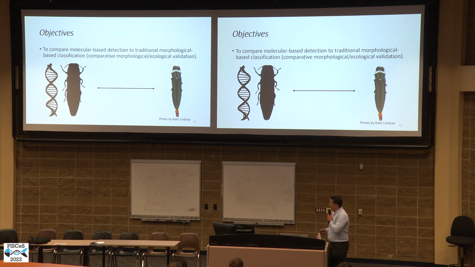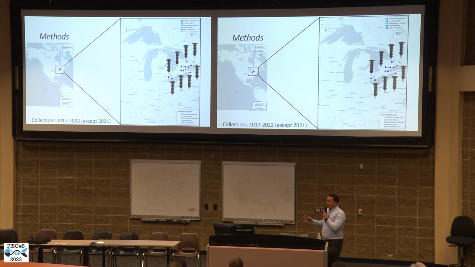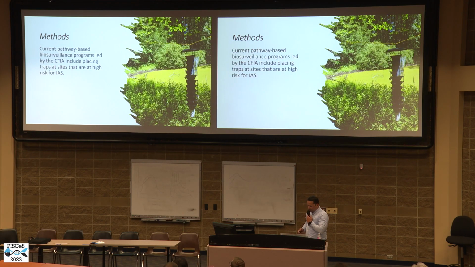To accomplish these goals, we processed all the samples received by our lab from the CFIA. And all these samples were collected across southern Ontario and represent the collection fluids of each of the linear funnel traps deployed by the CFIA between 2017 and 2022. So this is how the traps look in this case. And this current program is part of the biosurveillance led by the CFIA.